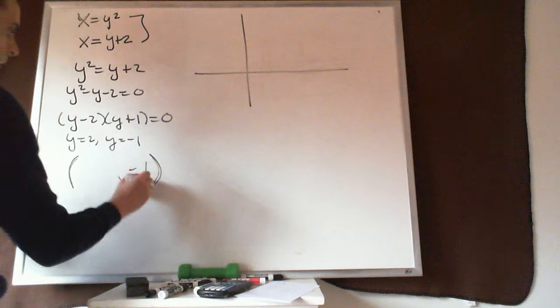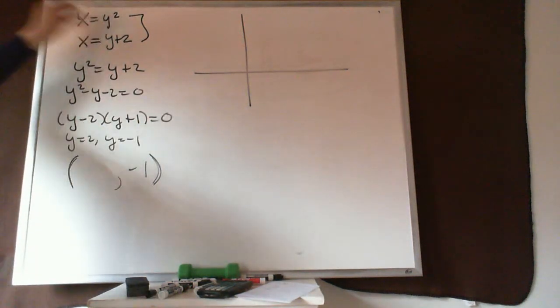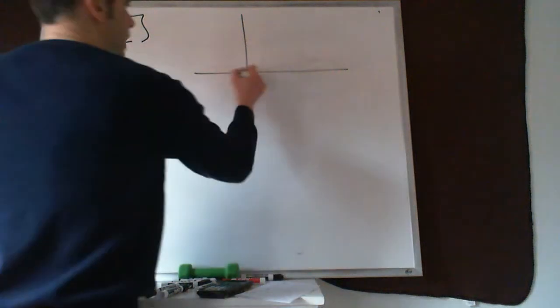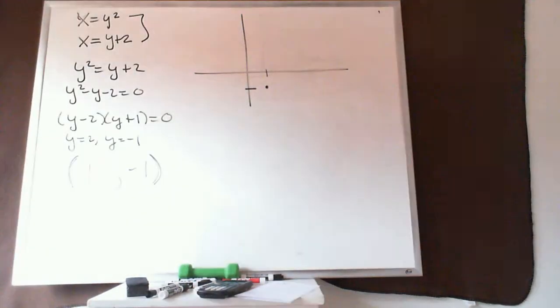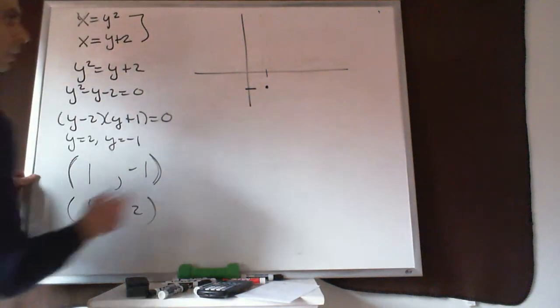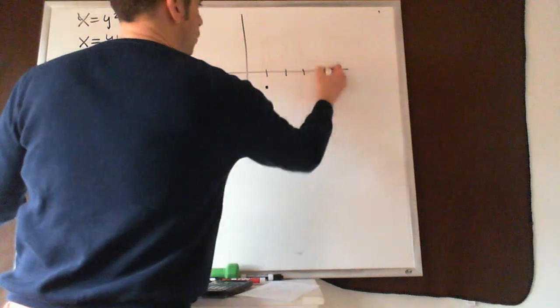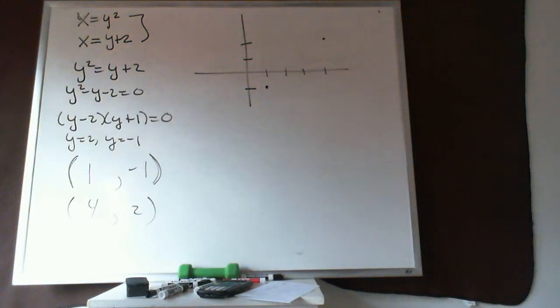So now when y is negative 1, put this into either one. Negative 1 squared is 1. So I'm going to get here 1, negative 1. When y is 2, I get 4. So over 1, 2, 3, 4, up 2. There's that one. Those are the endpoints. Those are where the functions or the graphs will intersect each other.